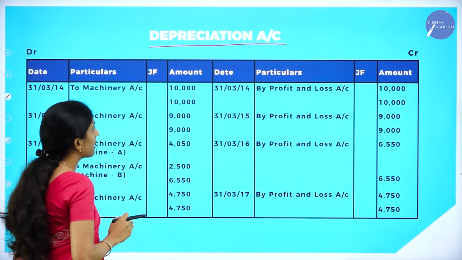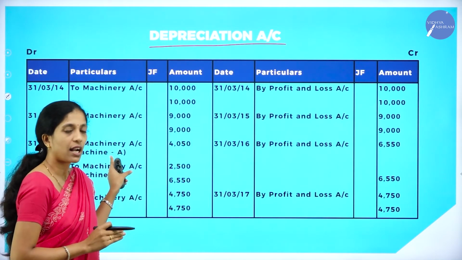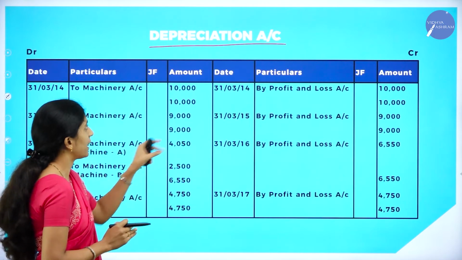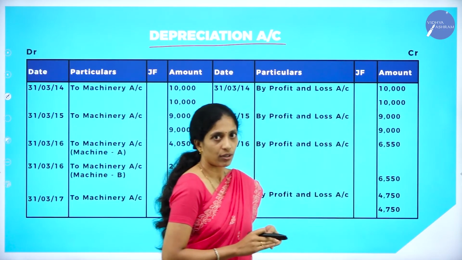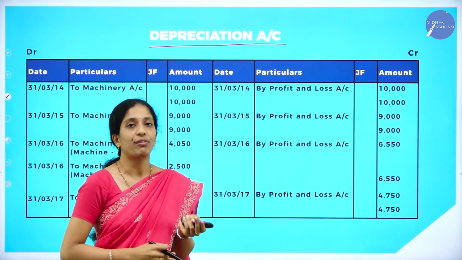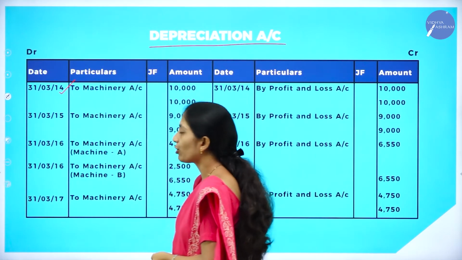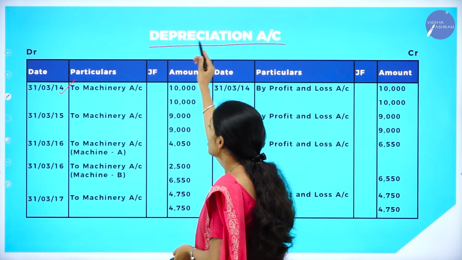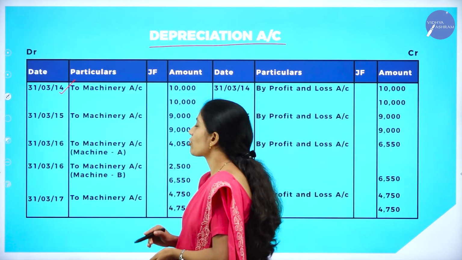Now, your format remains the same. You will be having debit as well as credit side. Under debit side, date, particulars, journal folio and amount. Credit side also date, particulars, journal folio and amount. Now, normally depreciation is charged at the end of the financial year. Now, end of the first year, that is 31st-3-2014. So, what is your entry? Depreciation account debit to machinery account. So, write to machinery account.